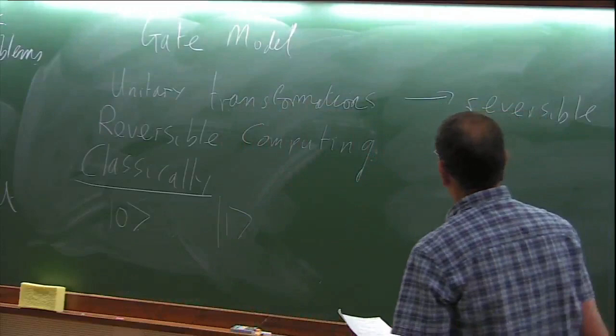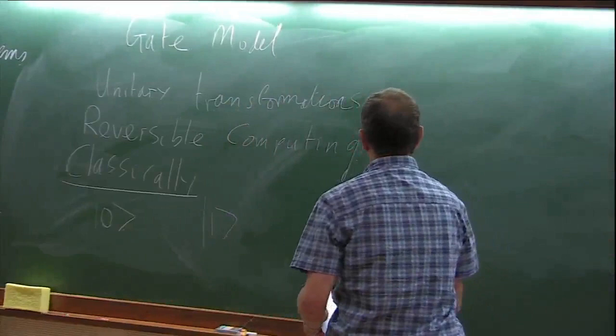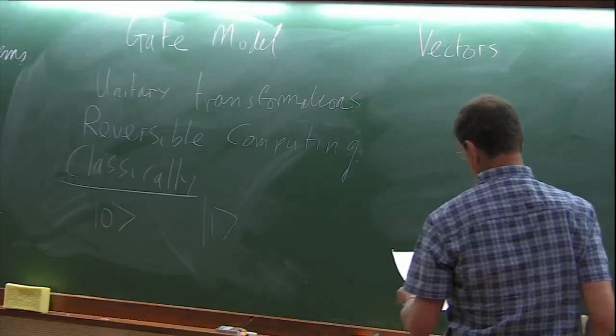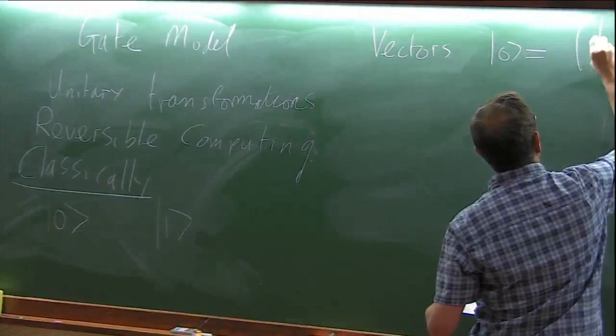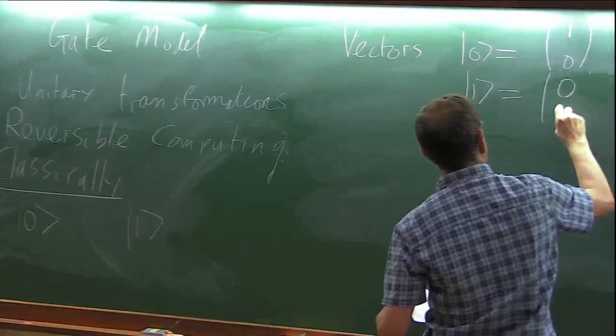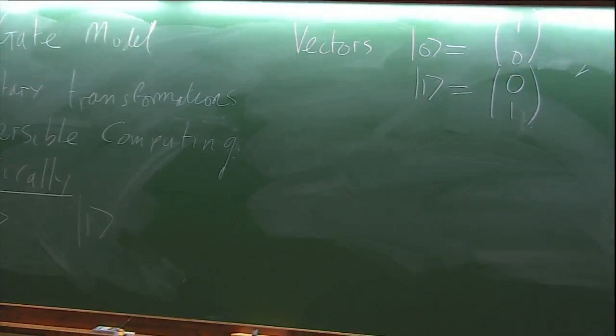I can also represent them by vectors. So 0, and this will all go through in the quantum case, will be (1, 0), and the other state, 1, will be (0, 1). And I emphasize that classically, only these two vectors are allowed.